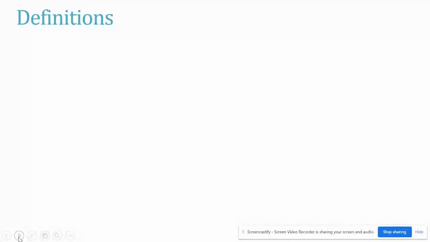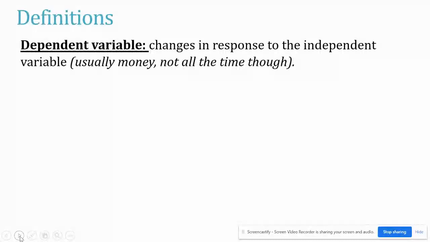Before we do that, we need to know some definitions and some words that we're going to be using in this lesson, and we need to know the ins and outs of everything. So the first one is dependent variable. Hopefully that sounds familiar. We did talk about that when we talked about functions. The dependent variable is usually the y variable. It changes in response to the independent variable.